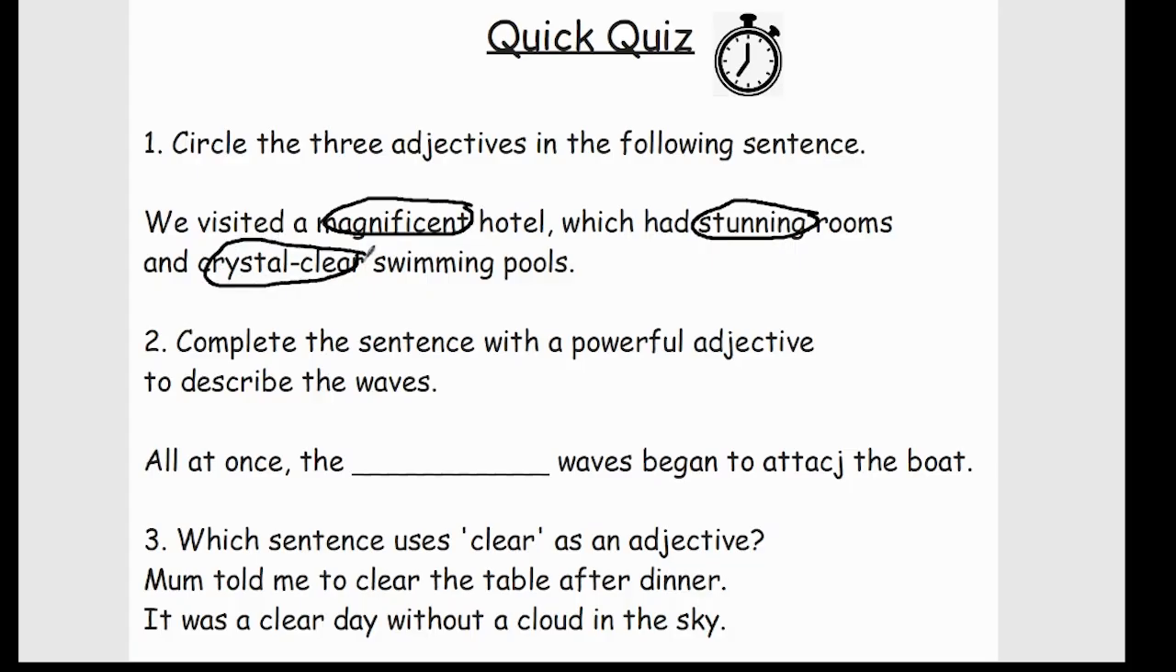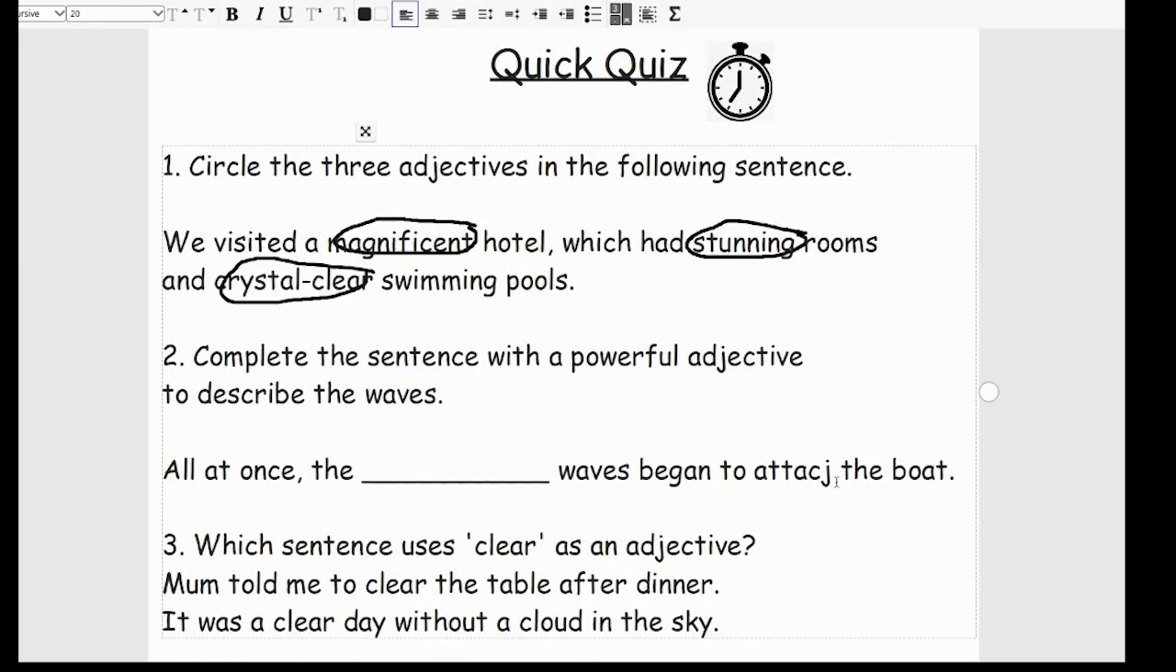Complete the sentence with a powerful adjective to describe the waves. All at once, the something waves began to attack the boat. So I might want to say my adjective there. I am going to choose ferocious. You can have a range of adjectives there.